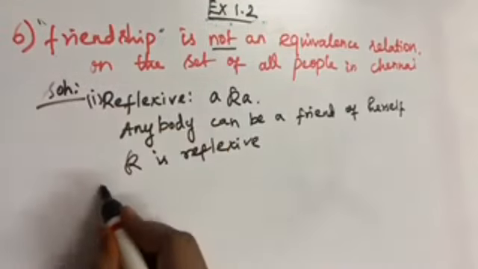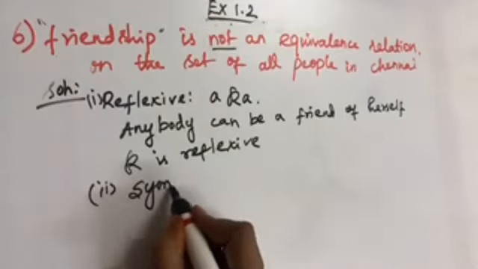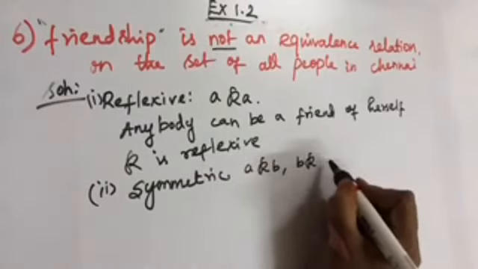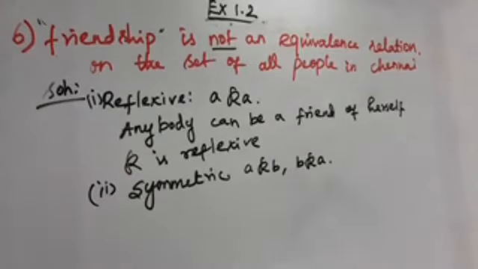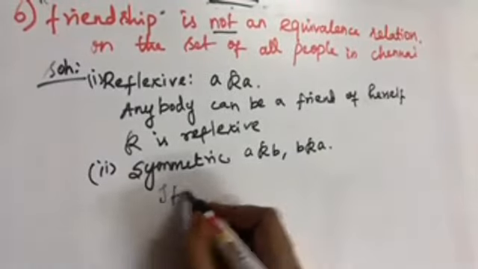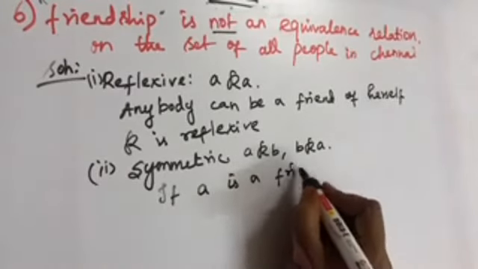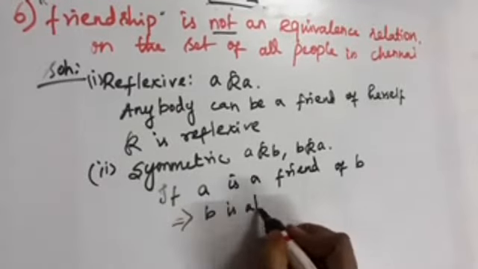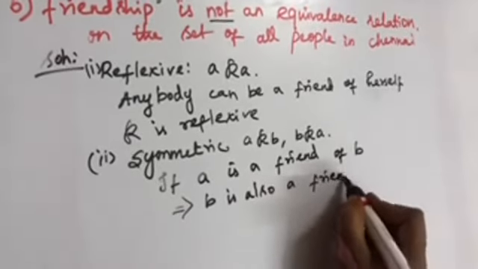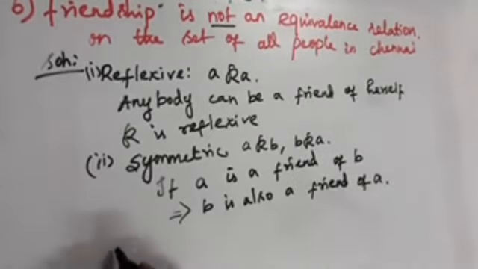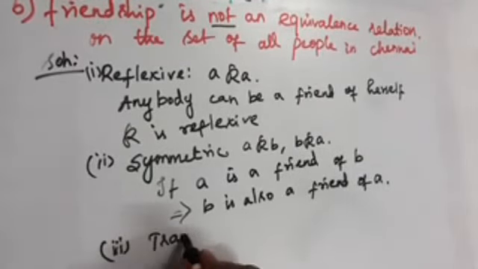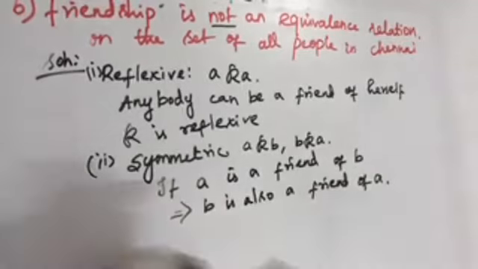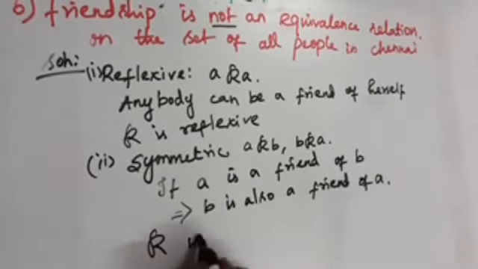Second condition, symmetric. If A is related to B, B also should be related to A. So if A is a friend of B, then that implies B is also a friend of A. So it is symmetric.